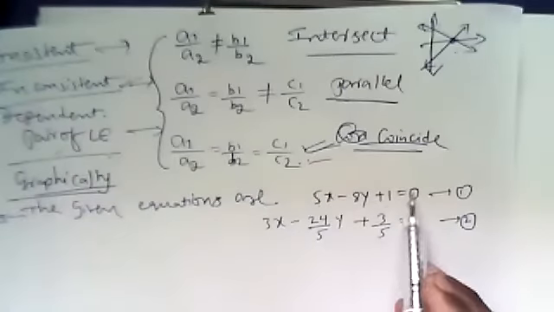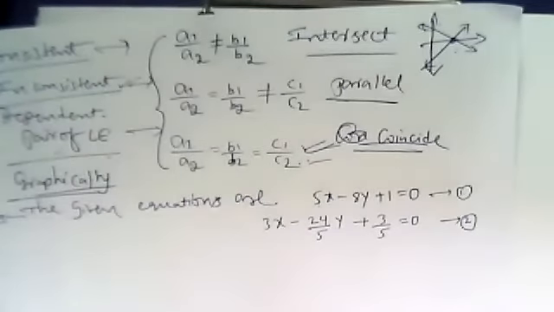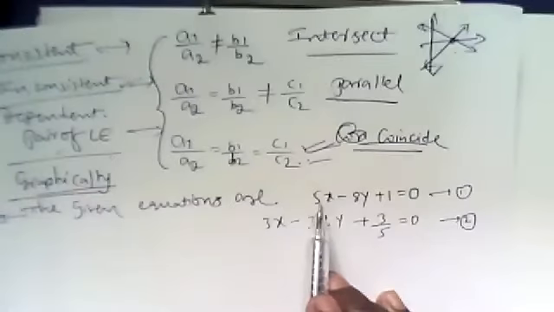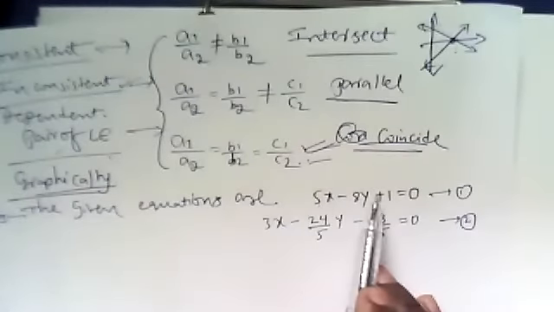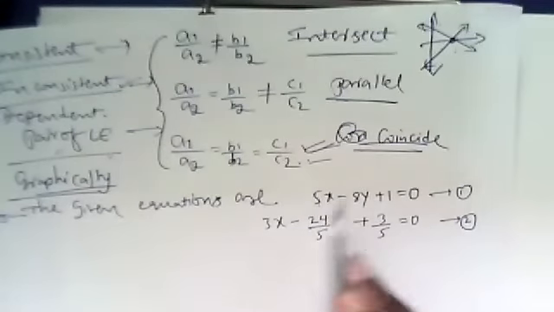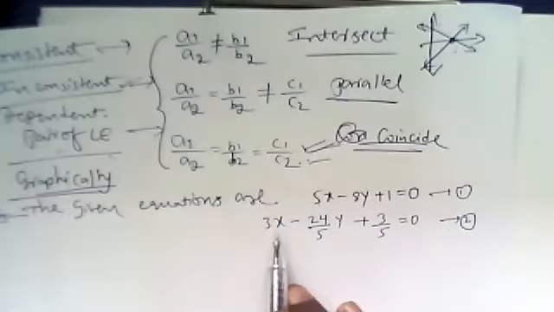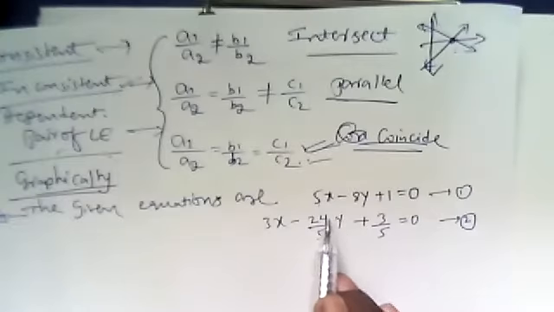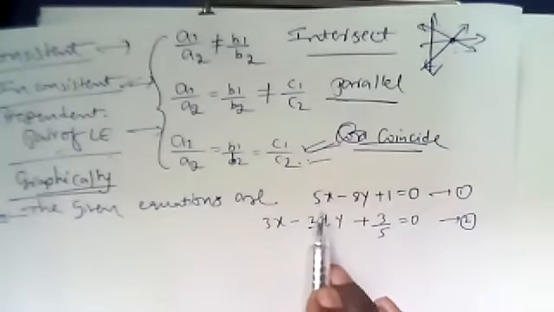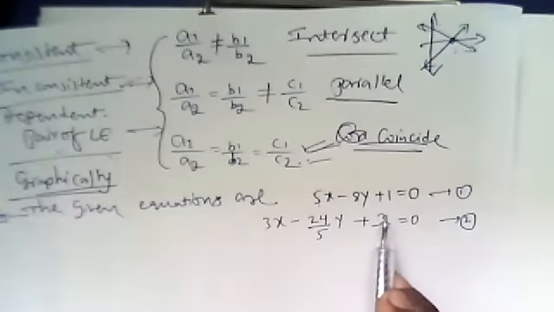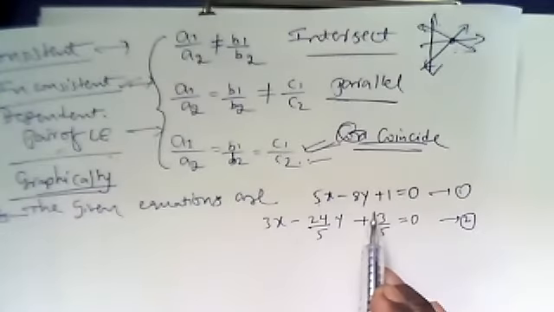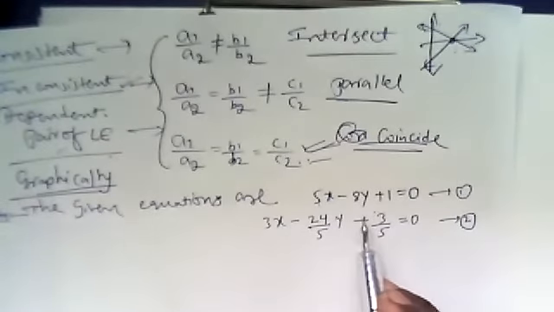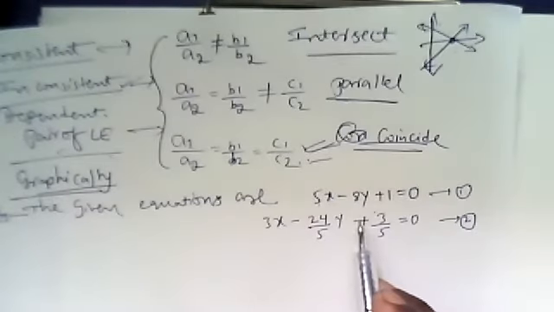Okay, just see this. Equation 1 is a simple equation, because the coefficients are whole numbers. Therefore there is no problem. But see the second equation: the x coefficient is 3, a whole number, but the coefficient of y is a fraction, and the coefficient of c is also a fraction. Therefore, how to do this now?